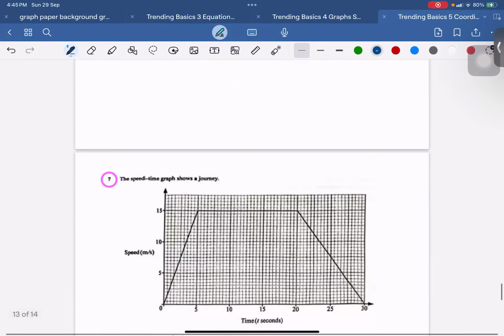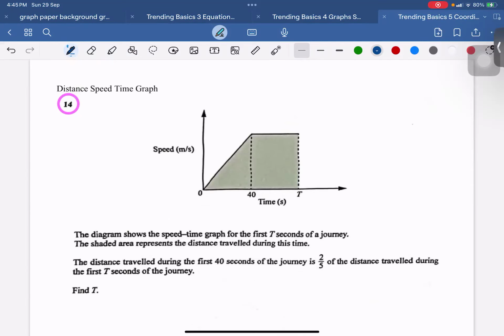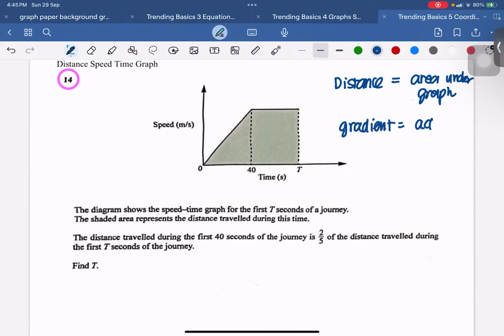I shall finish off with the last two parts of the question, the distance, speed, time graph. This hasn't come out for a very, very long time, but just in case, these are some of the things commonly tested on a speed time graph. You must know that for a speed time graph, distance equals the area under the graph. Secondly, the gradient tells you the acceleration. These two are the things you must know.